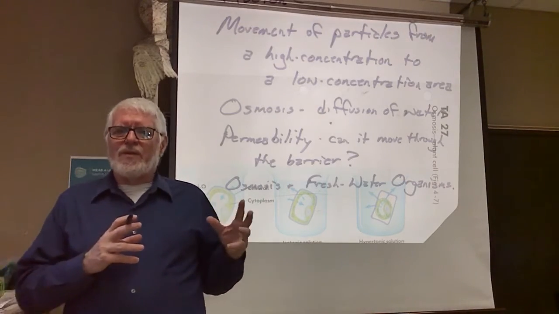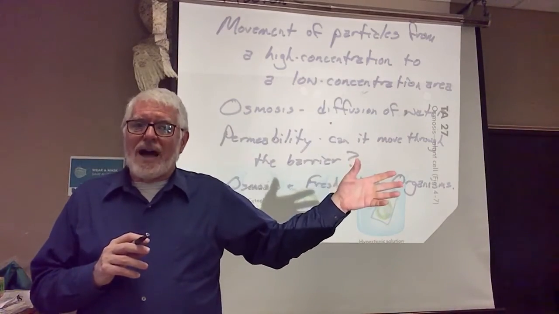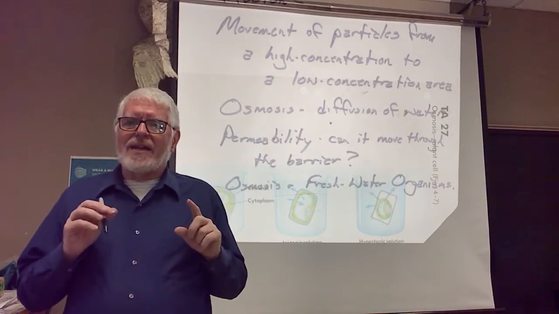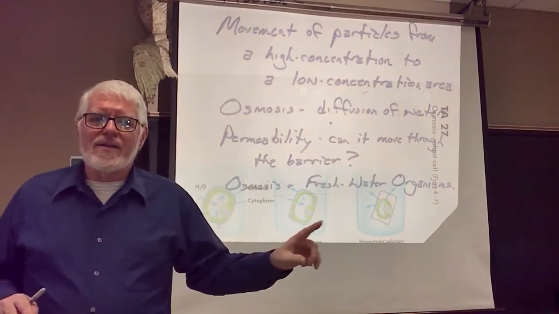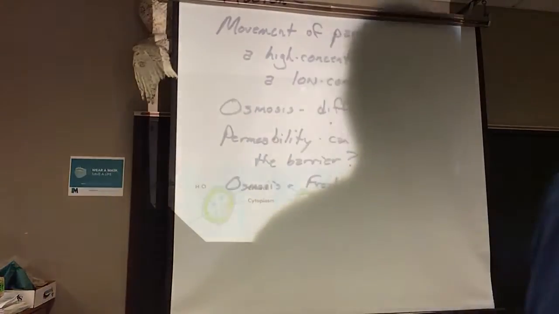As living things moved into fresh water, they had to deal with the fact that there were always going to be a higher concentration of water around them than inside them. And there's three distinct ways to deal with that. Plants, like the ones we're going to use in the lab.